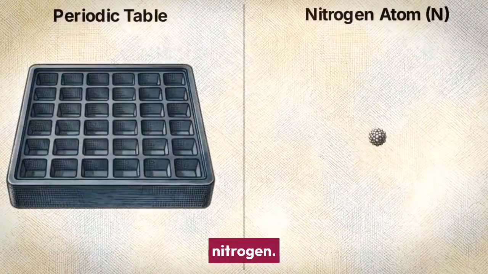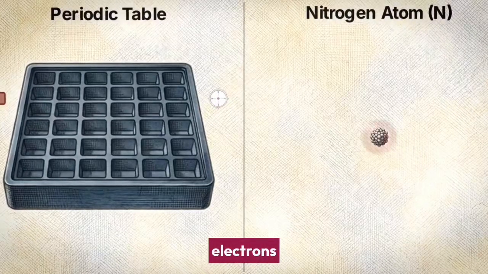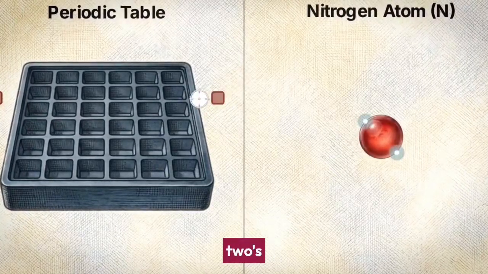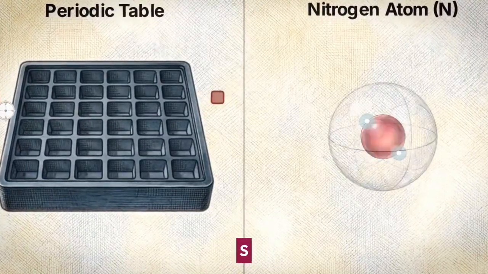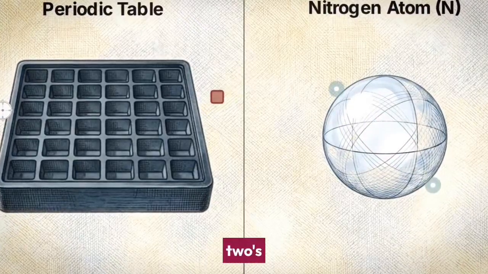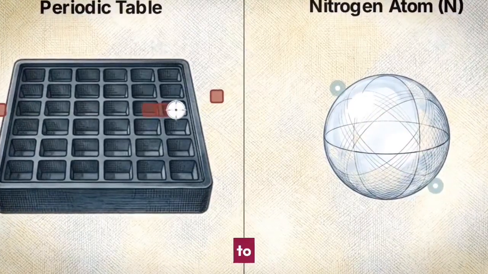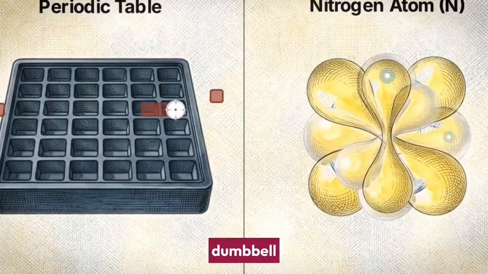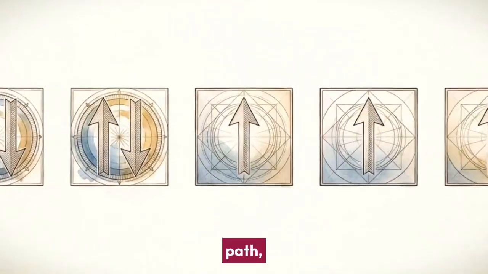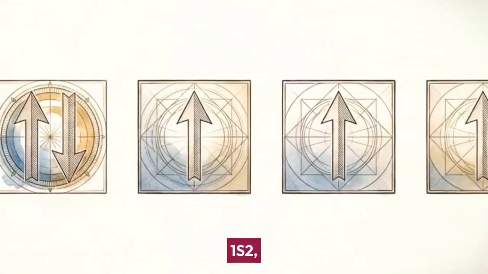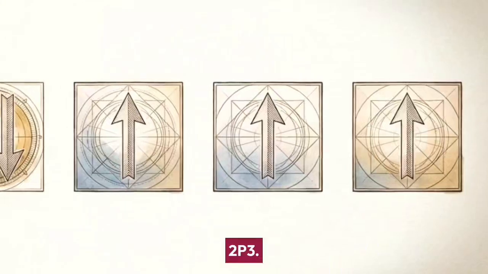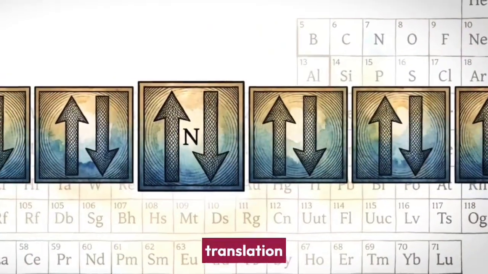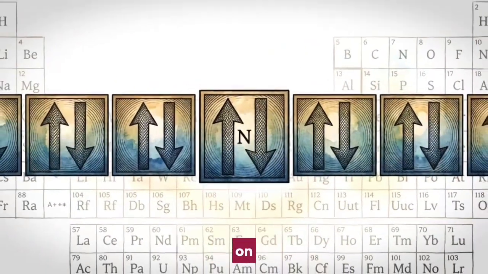To find nitrogen, row 1's 2 spaces put 2 electrons in the inner sphere. In row 2's left block, 2 spaces fill the 2s sphere with 2 electrons. In row 2's right block, counting 3 spaces to nitrogen places 3 electrons into the dumbbell shapes. If we write out that path, we get a simple code: 1s2, 2s2, 2p3. That sequence is a direct translation of nitrogen's physical location on the grid.